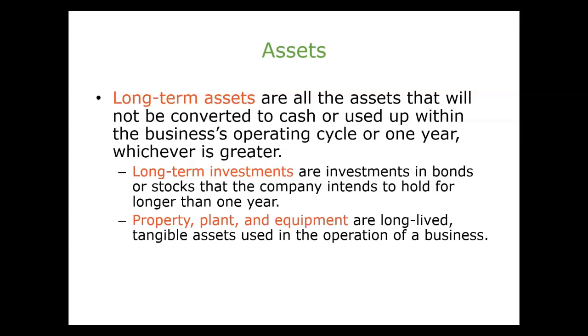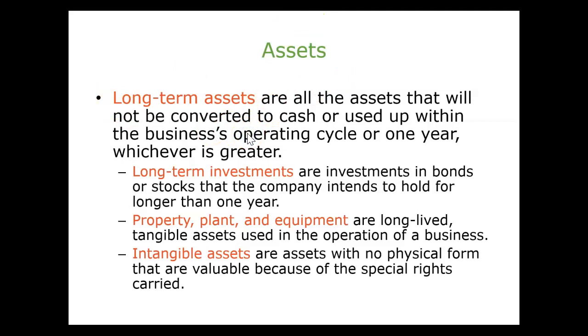As I said, property, plant and equipment. Most equipment is used up longer than a year period. That would be considered long-term. There are some intangible assets. Intangible assets are assets that have no physical form, but they're valuable because of special rights carried. So this would be like a patent. A patent, as most of you probably know, is protection on an invention that you have. Patents tend to last 20 years. That would be a long-term asset.